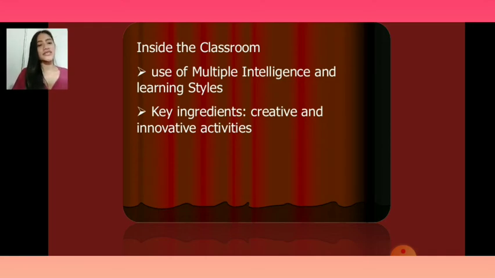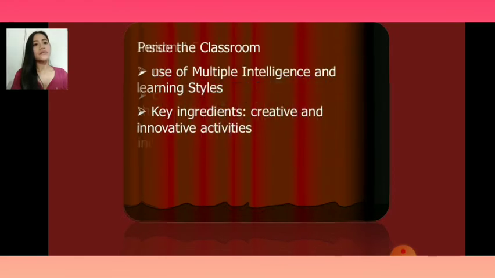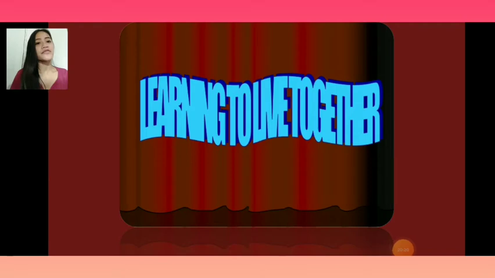Okay, the key ingredients are creative and innovative activities. So the strategies or styles, the key ingredients, will be creative and innovative activities. Okay, it can help the students to learn, and also to keep in their mind that they are able to attain knowledge based on their learning styles and intelligence. Okay, so that's all for learning to do, and let's move on to learning to live together.